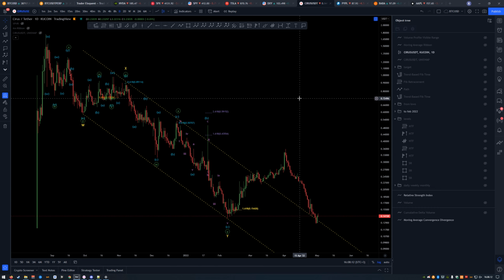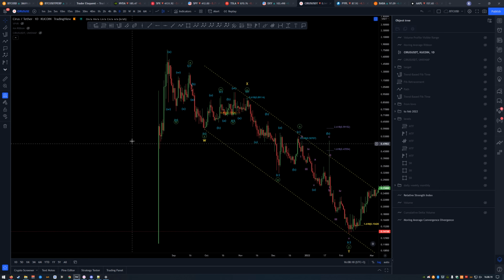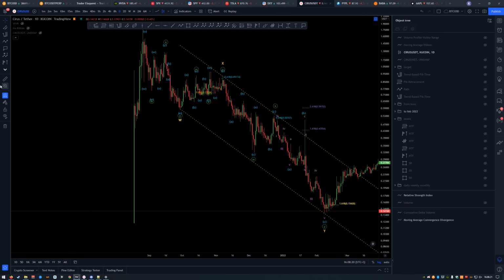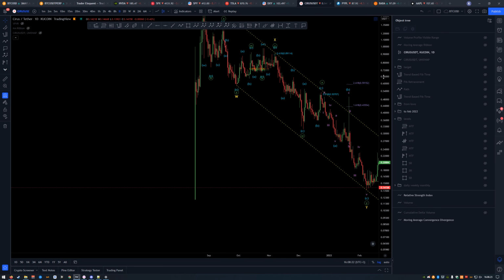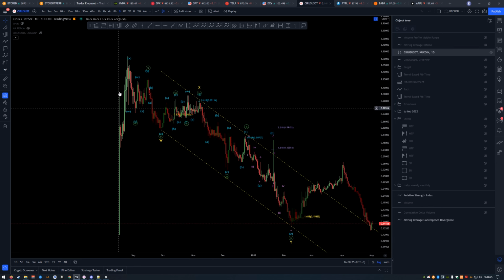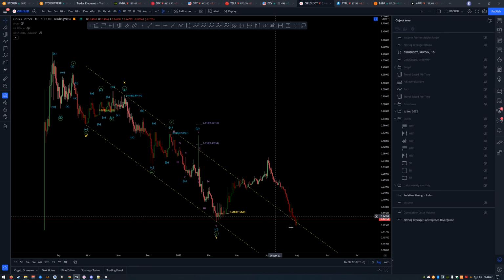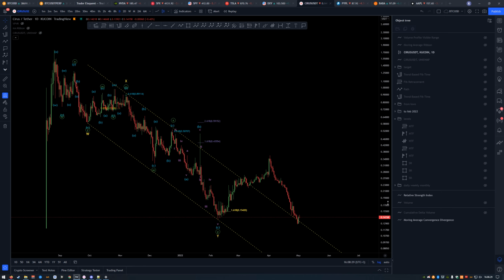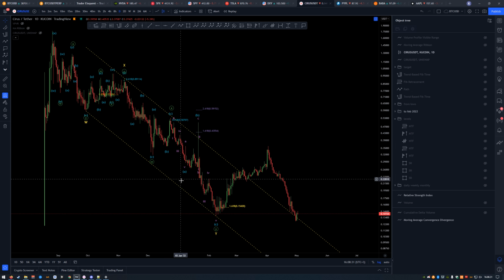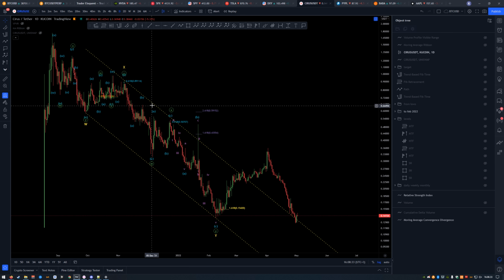I have a WXY. There's so many different possibilities you could be saying what this is. We don't know what this structure before it is. This could be an impulse wave, this could be some kind of a corrective structure heading higher and now impulsive down again. But again, I've labeled this as WXY for now.